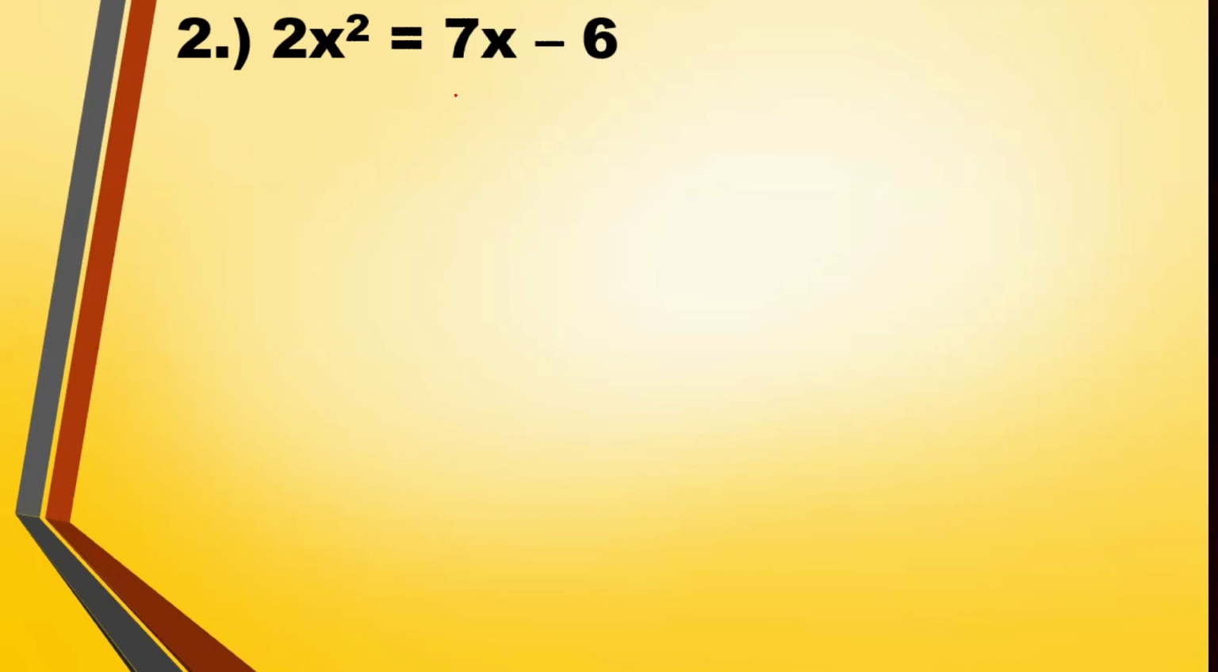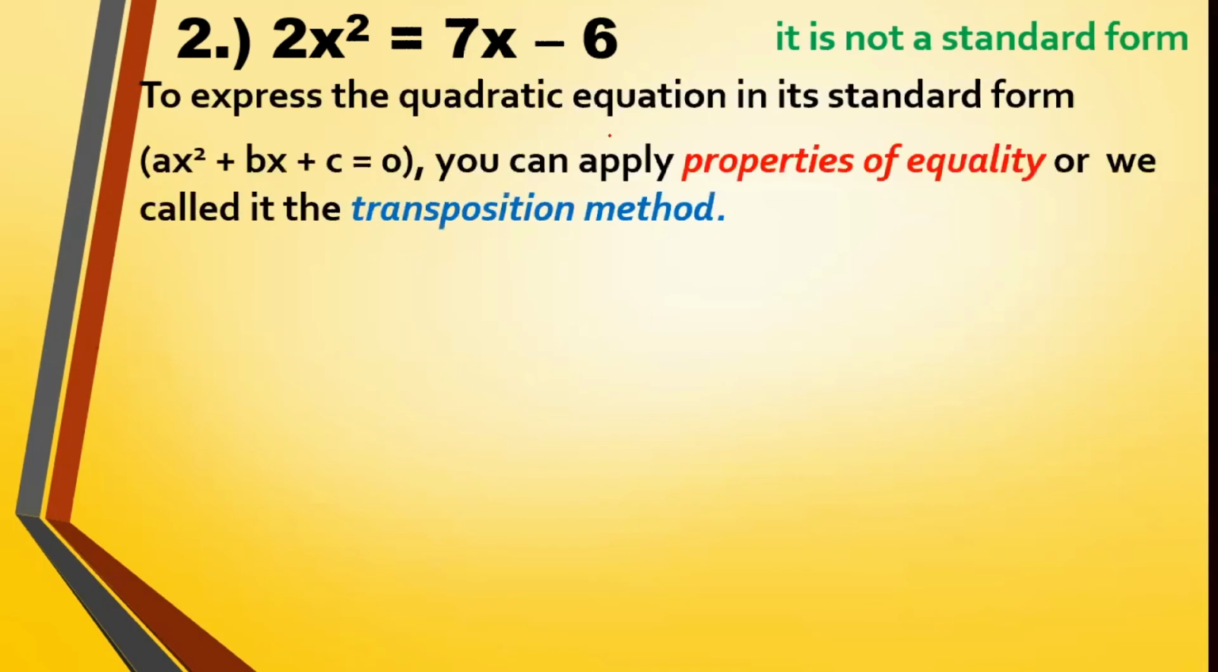Is it standard form or not? So, it is not in standard form. So, we need to change this equation first into standard form. So, how do we change this equation into standard form? To express the quadratic equation in its standard form, ax squared plus bx plus c equals 0, you can apply properties of equality, or what we always do, the transposition method.